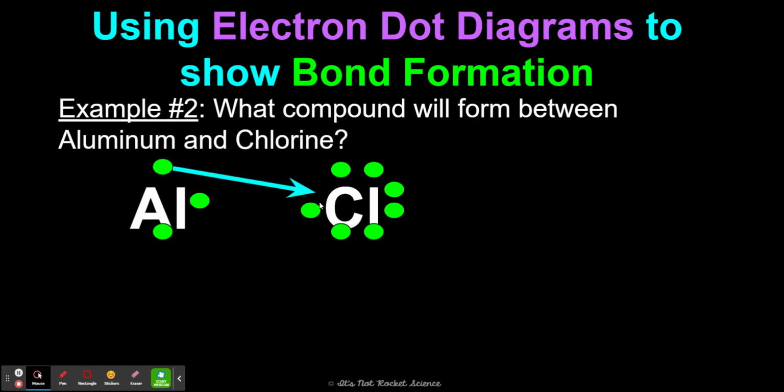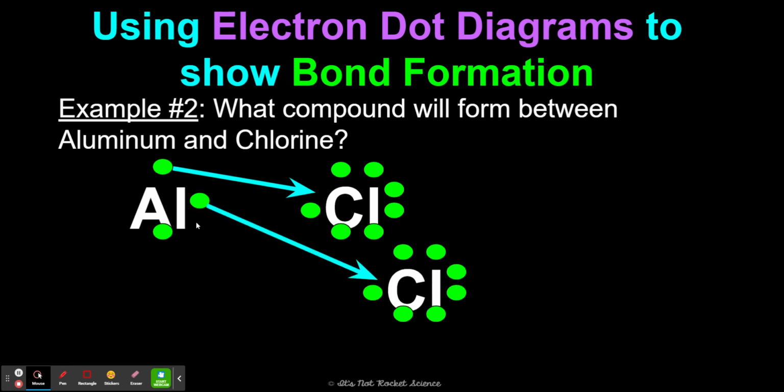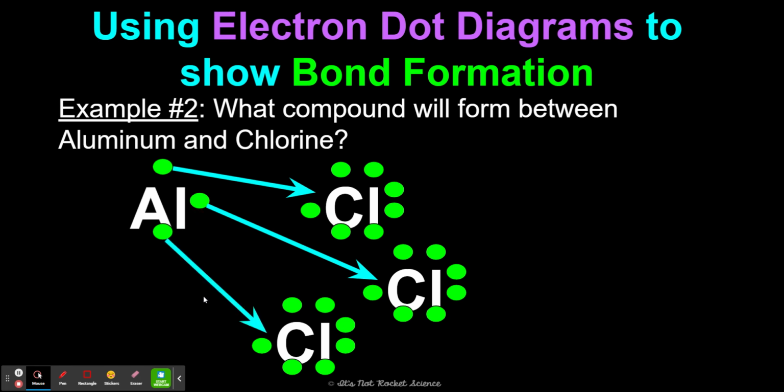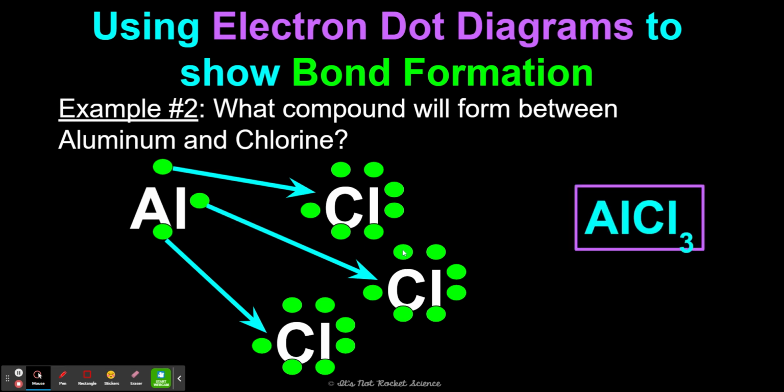Okay, so aluminum gives 1 to this chlorine. That chlorine's happy. It's not going to take any more. So what do we do with these other 2 electrons? Well, we've got to add more chlorines to take them. Okay, so it takes 3 chlorines reacting with 1 aluminum to make a happy, stable compound. Boom. And this is how you would write that chemical formula.